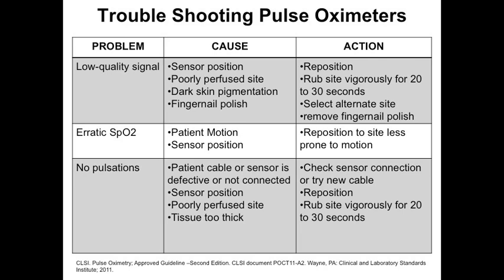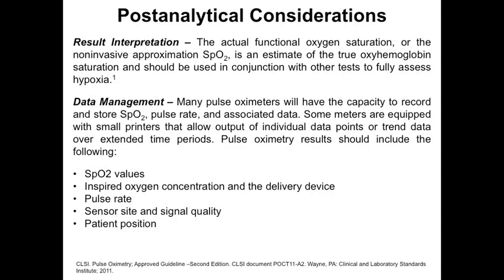This also may be caused by tissue being too thick in the site selected, such as overly callous. To correct this, check the sensor connection or try a new cable. Reposition the sensor, and again, rub the site vigorously for 20 to 30 seconds to increase perfusion to the site. The functional oxygen saturation, or the non-invasive approximation of oxygen saturation, is an estimate of true oxyhemoglobin saturation and should be used in conjunction with other tests to fully assess hypoxia.